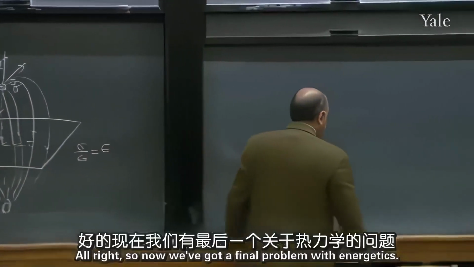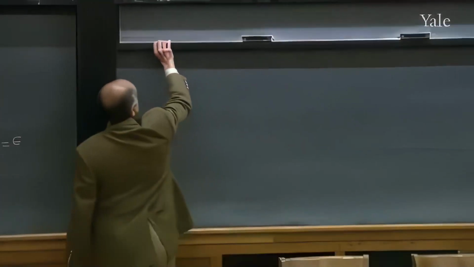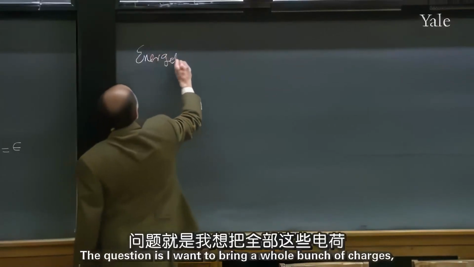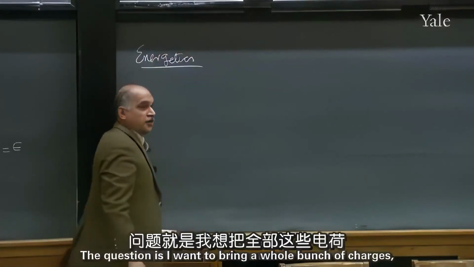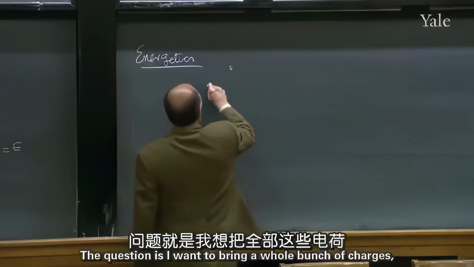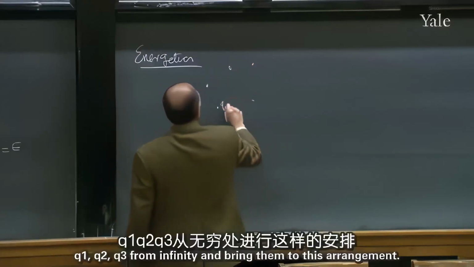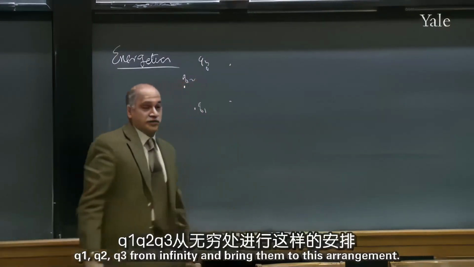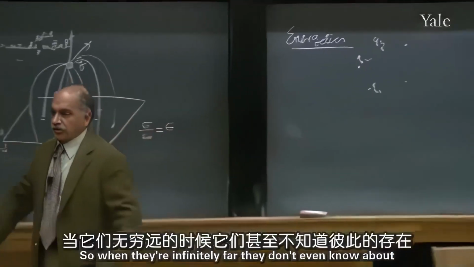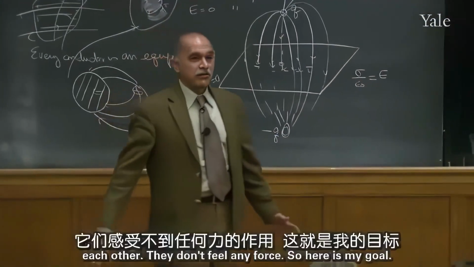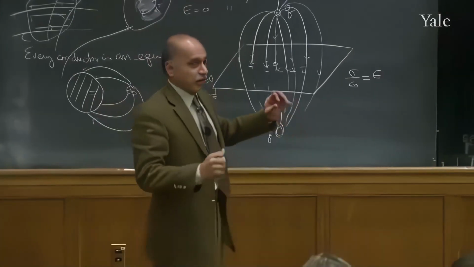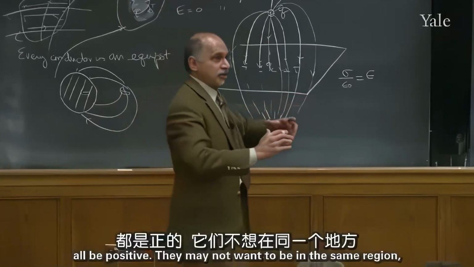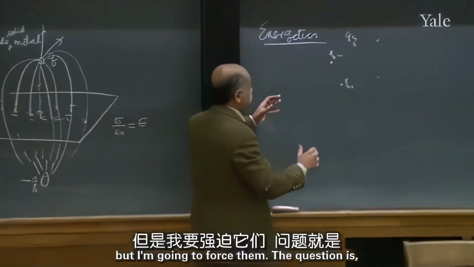All right, so now we're going to the final problem of energetics. The question is, I want to bring a whole bunch of charges, Q1, Q2, Q3, from infinity and bring them to this arrangement. So when they're infinitely far, they don't even know about each other. They don't feel any force. So here is my goal. I've got to do some work, bring everybody together. They may all be positive. They may not want to be in the same region, but I'm going to force them. The question is, what work do I have to do?